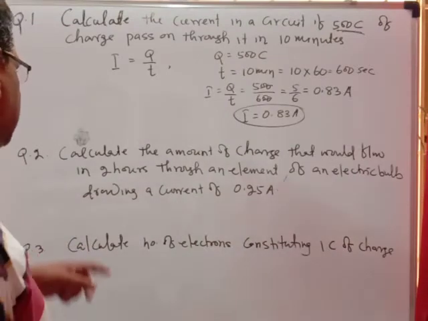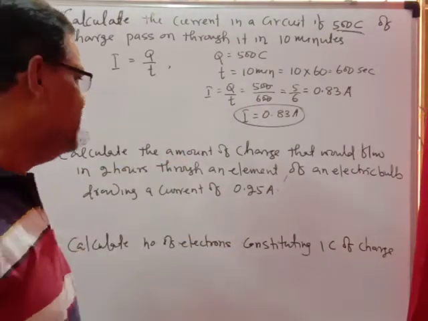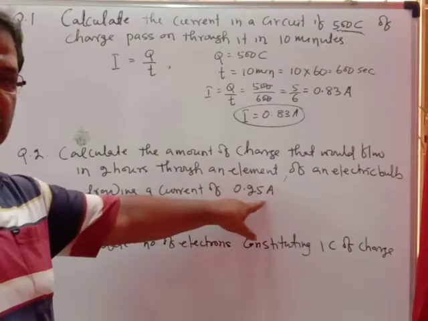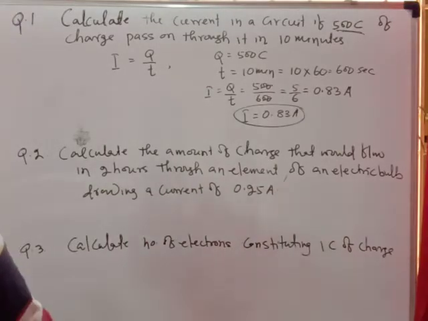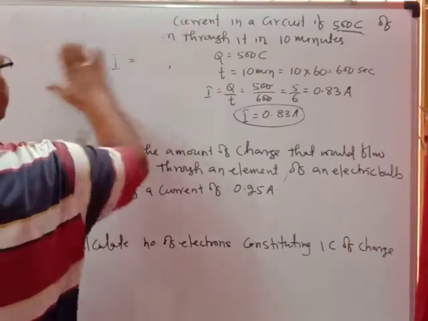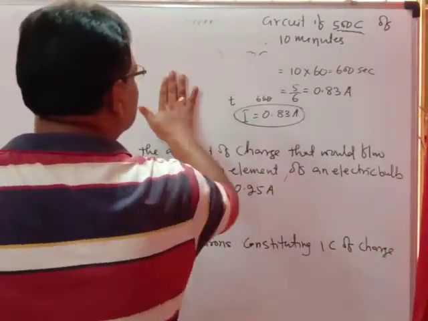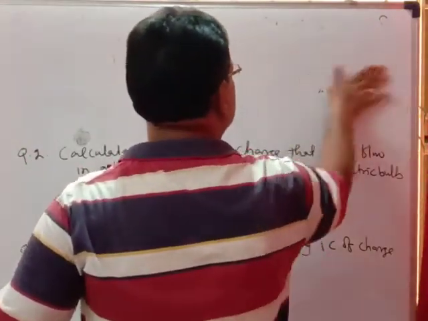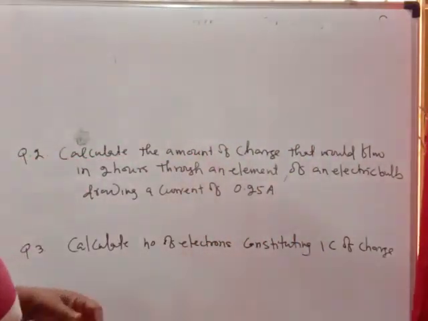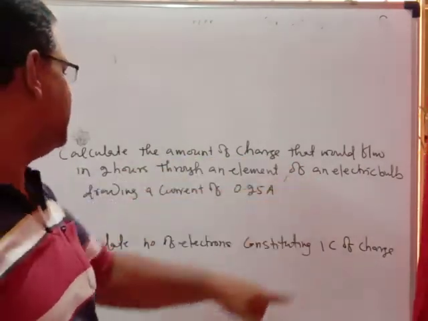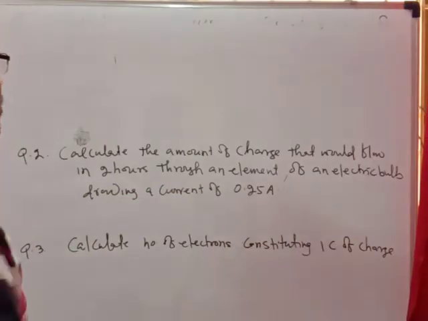The second question is: calculate the amount of charge that would flow in 2 hours through an element of an electric bulb drawing a current of 0.25 ampere. What the data is here: the amount of charge that flows in 2 hours through an element of an electric bulb drawing a current of 0.25 ampere.